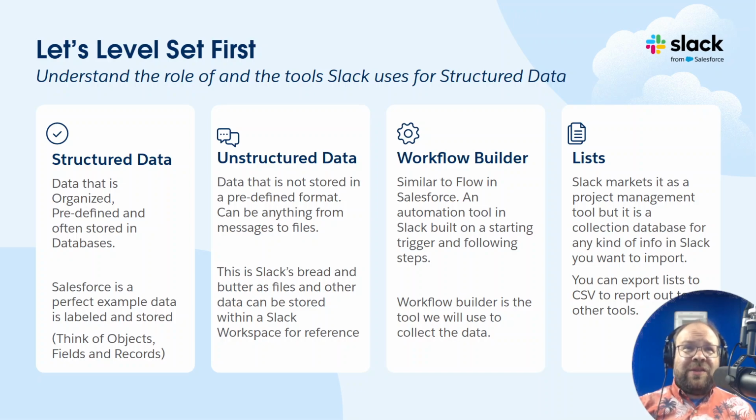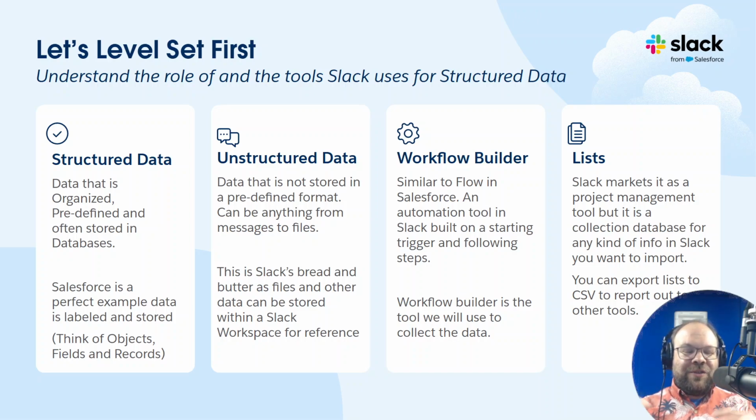Unstructured data, on the other hand, is data that's not stored in a predefined format. It can range from messages, files, links to dashboards, things of that nature. This is really Slack's bread and butter, as files and other data can be stored within a Slack workspace for reference. This is data that's out there that you're actively working on. So within Slack, a lot of stuff is probably unstructured data because we don't have it predefined in anything. It's literally, I have this file, I'm sending it to my colleague, and we're working back and forth together on that file.